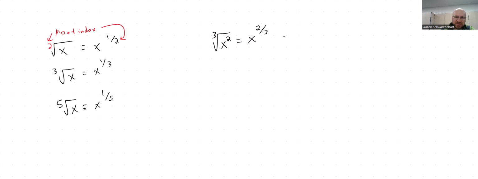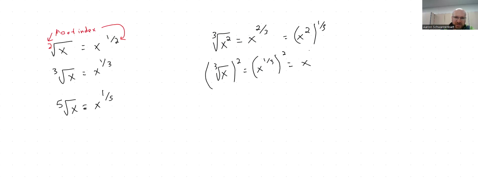I can show this with my exponent rules as x squared to the 1/3. It also works the same if I do it this way: x to the 1/3 squared. When I multiply my exponents, I get x to the 2/3. Sometimes this is useful.